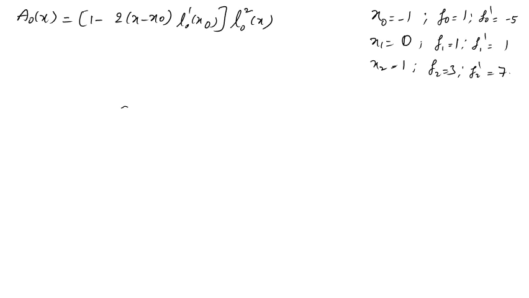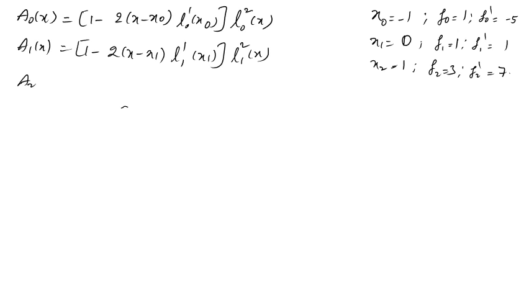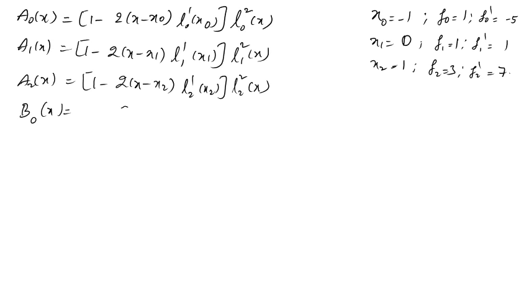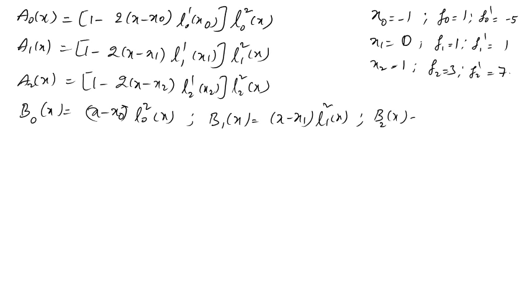Now coming to the first one, and what is L0 of x? Okay, let me write all these. Next one, a1 of x equal to what? 1 minus 2 (x minus x1) L1 dash of x1, this is L1 square of x. Next one, a2 of x equal to 1 minus 2 into (x minus x2) L2 dash of x2, L2 square of x, right? And what is b0 of x? (x minus x0) into L0 square of x. b1 of x is what? (x minus x1) into L1 square of x. Next one, b2 of x is what? (x minus x2) into L2 square of x.